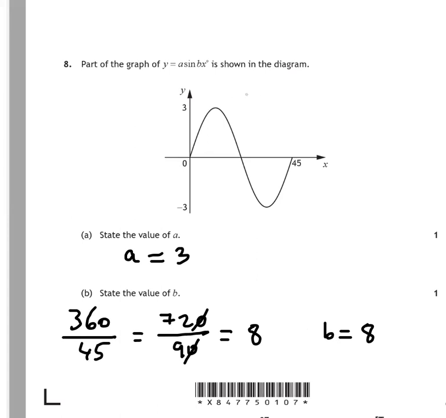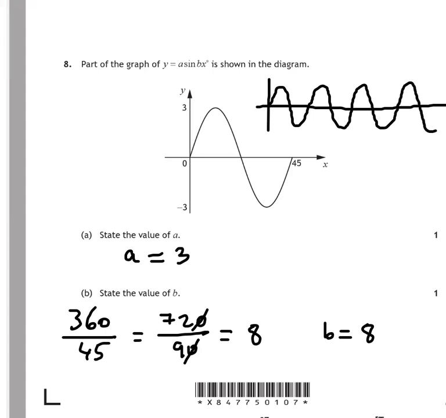And the other way of doing it is basically to imagine the graph extended. And then we know that there's one cycle in 45. And you would just carry on the cycles. So there would be 2 cycles in 90 degrees, 3 cycles in 135, 4 cycles in 180. And then since 180 is just half of 360, I guess you can just say it would be 4 times 2 equals 8 at this point.